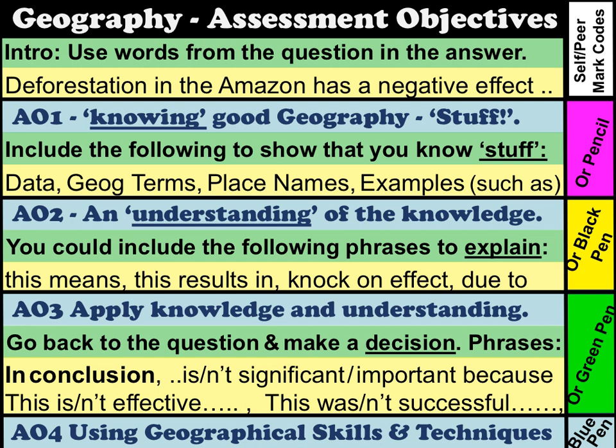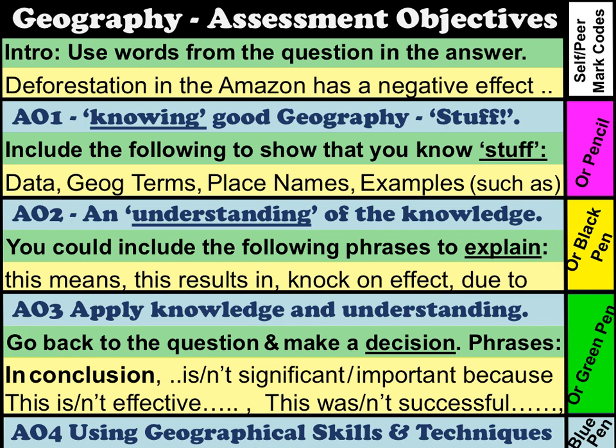As ever, we're going to talk about assessment objectives. So AO1, AO2, AO3. AO1 is knowing some good geography stuff. AO2 is understanding the geography. AO3 is applying and making a decision. And AO4 is using geography techniques.